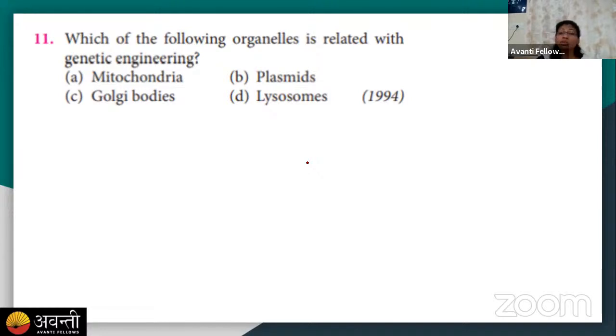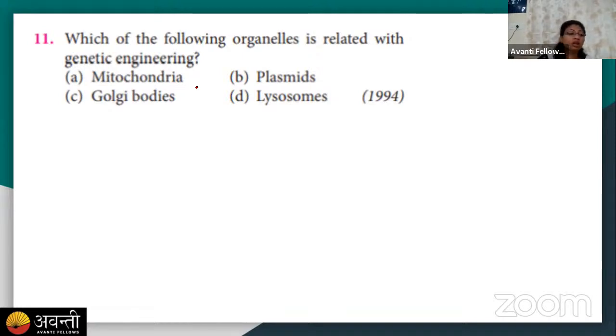Now we are talking about the organelle. So out of this, which is related with the genetic engineering? Option A, mitochondria. Option B, plasmids. Option C says Golgi bodies, and option D says lysosomes.